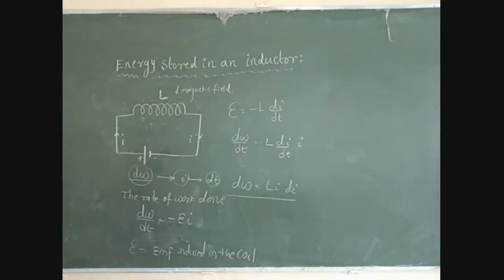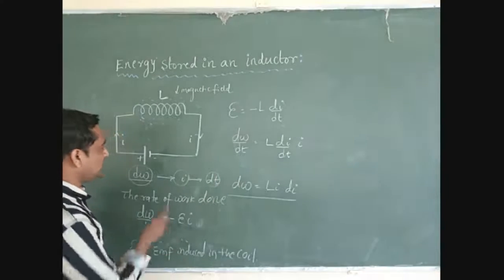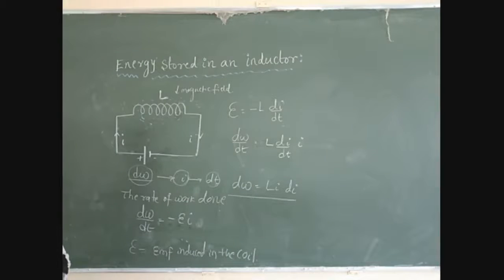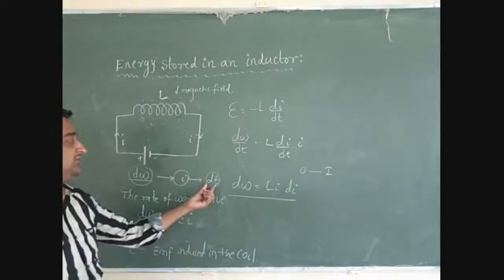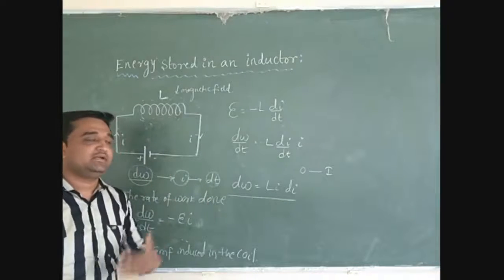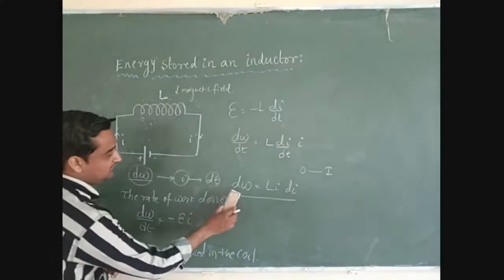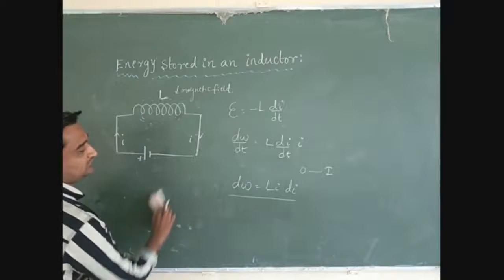Now what is the total amount of work done to establish the current I? That can be calculated by integrating this expression from 0 to I. This is the small amount of work done to establish a small amount of current. So what is the total amount of work done to establish the current from 0 to I? That we have to calculate here. This is a small interval delta t or dt. So in total time, what is the total amount of current we established? That is I. Therefore, now let us calculate this total amount of work done by integrating this expression from 0 to I. This is the small amount of work done, right?